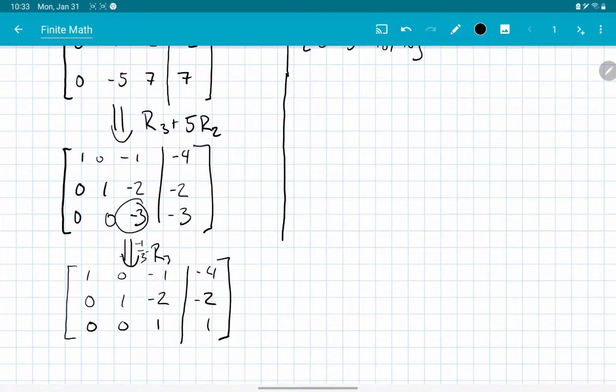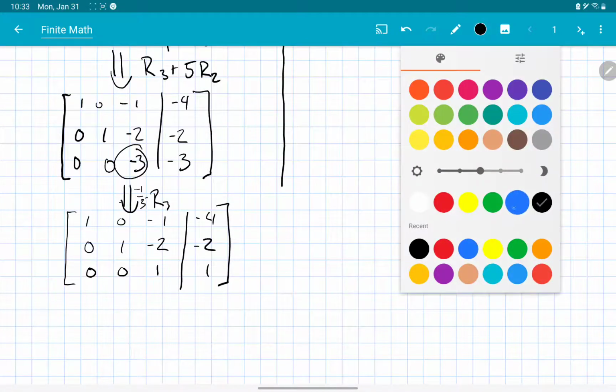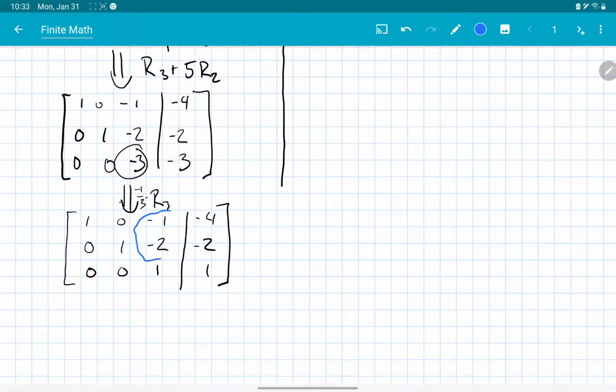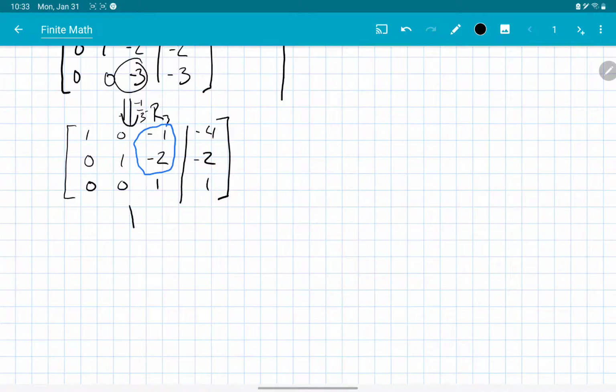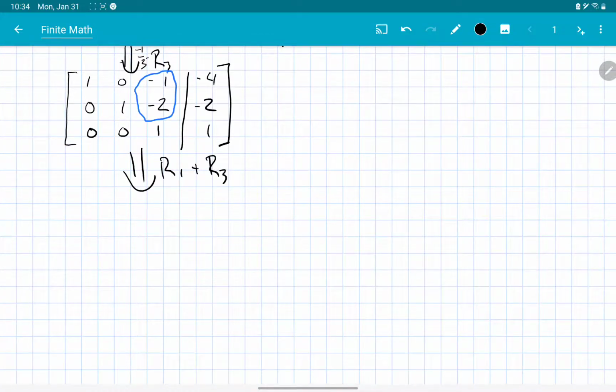Okay, now we're 2 moves from the end. We're almost what we want. We are now working on eliminating these numbers there, and it's going to take 2 moves to do that. The first move is going to be, let's take row 1 plus row 3, because the -1 and the 1 will cancel.